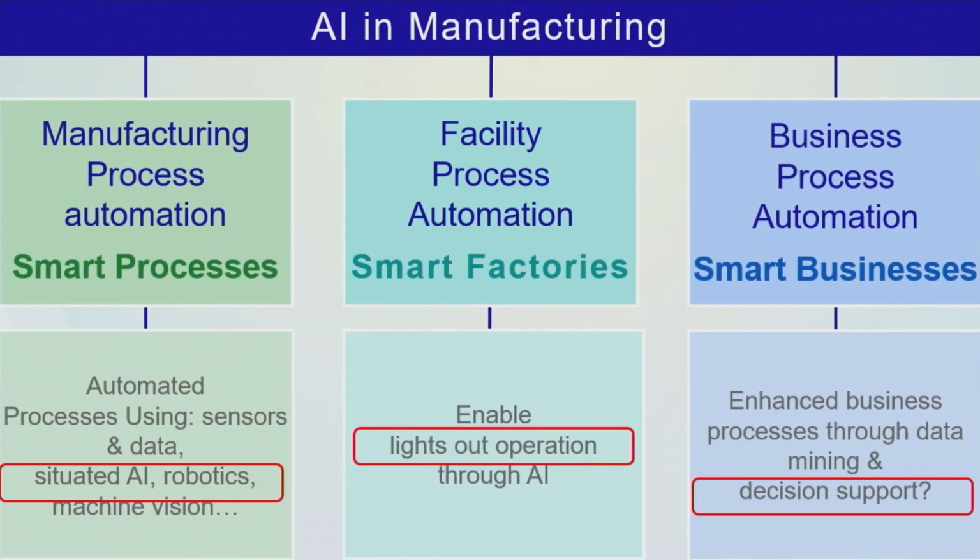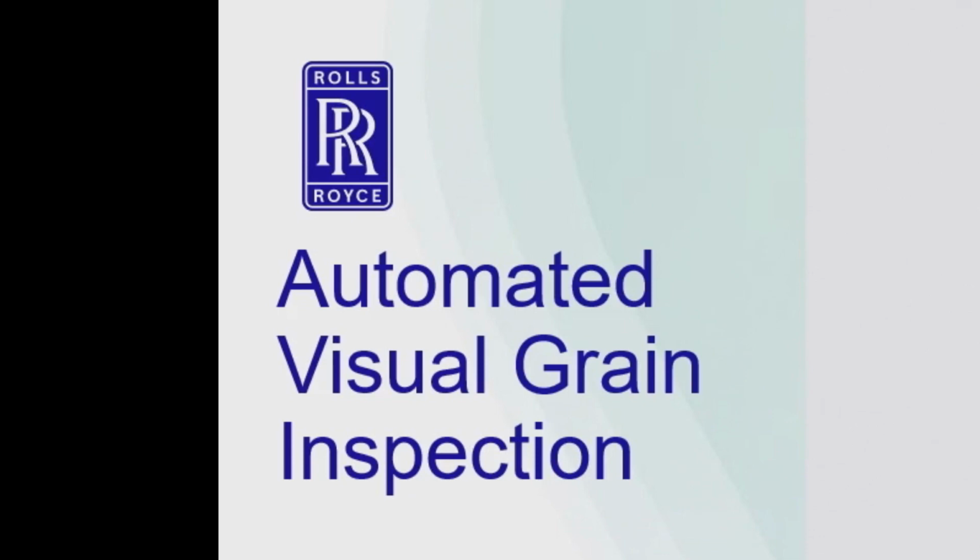Let's take a look at industry and manufacturing and where they are today with understanding AI and implementing it. Rolls Royce is using AI in manufacturing and looking at robotics. They are looking at complete lights-out operations, where AI would be doing everything, and they're also looking at decision support or even decisions made by AI. As they were starting to move into this space, they realized that they also needed to consider the ethics of doing these things. They gave us a specific example of automated visual grain inspection.